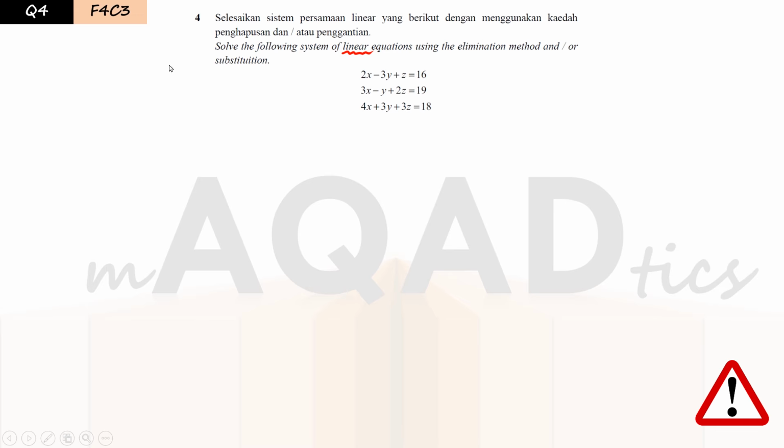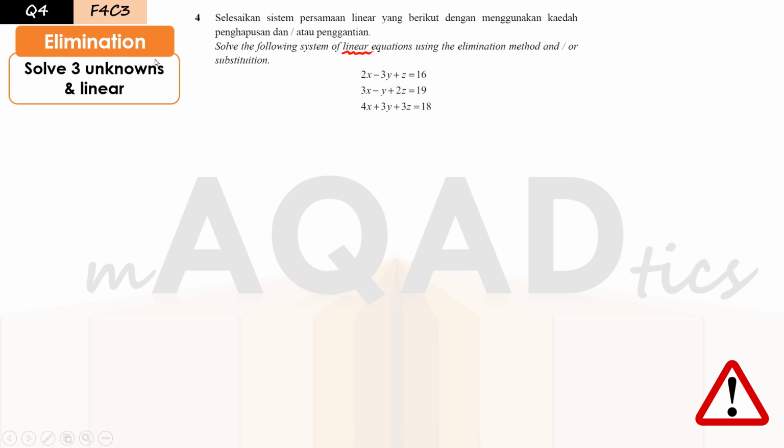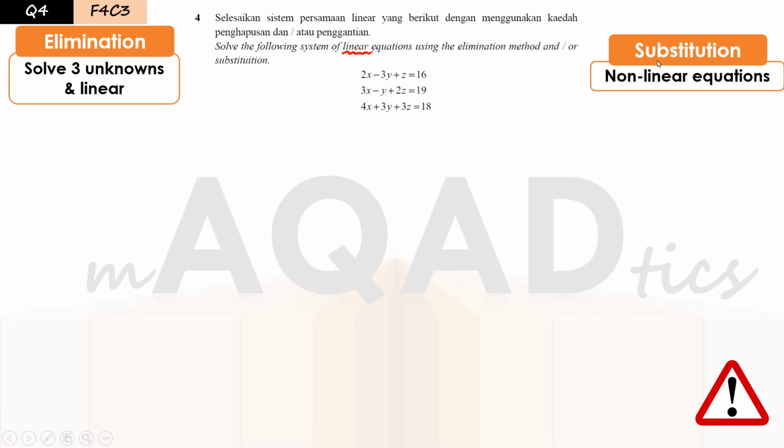The elimination method is for solving equations that have three unknowns and are linear. Substitution would be for solving non-linear equations. If we see the equations here, each of them has three unknowns, and those three unknowns are separated by plus and minus, so all of these are linear. Which means that we are going to use the elimination method.